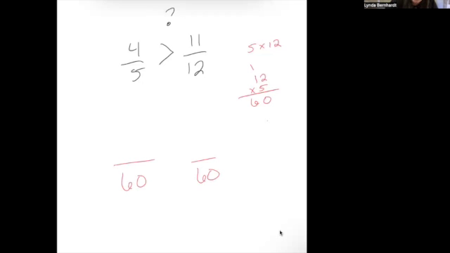Now, 5 goes into 60 12 times. So this is going to be 4 times 12. And then 12 is going to be 5 times. So 5 times 11. So that will give me 12 times 4. So that's 4 times 2 is 8, and then 4. So that will be 48.